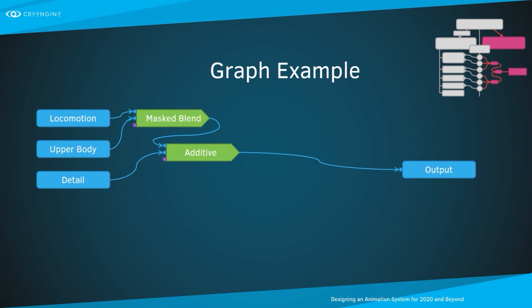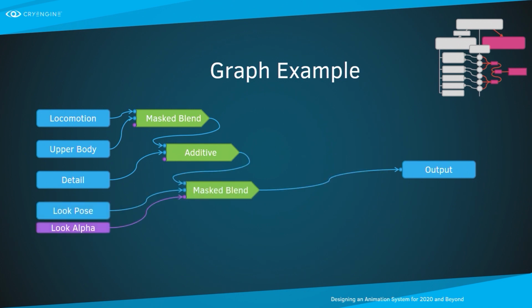All right, then we want to add some additional details, so we do it with an additive blend node. At that point, we want the character to be able to look into a certain direction. For that, we introduce a look pose blend space, which is also masked on top of what we previously had. It also takes an additional parameter which controls if the look motion is actually blended in onto the character or not, which is controlled by some sort of high level logic.